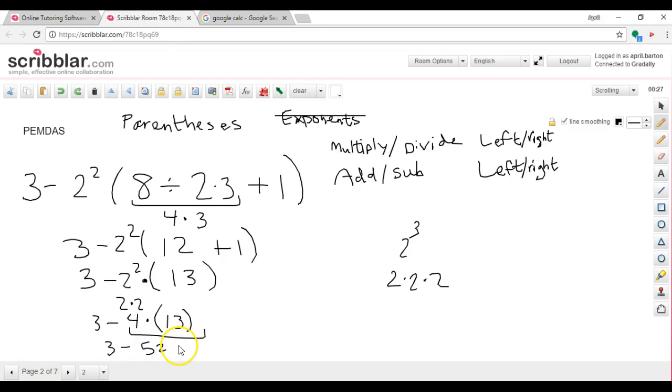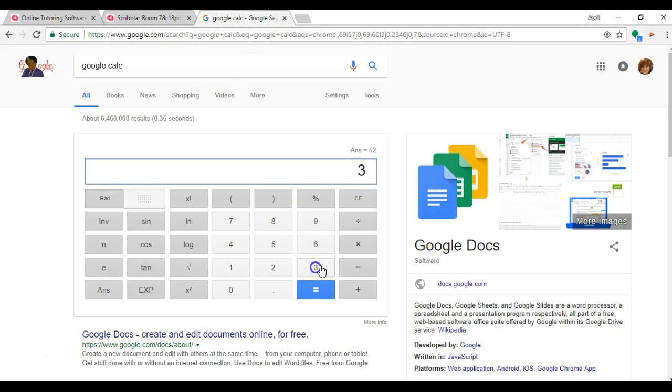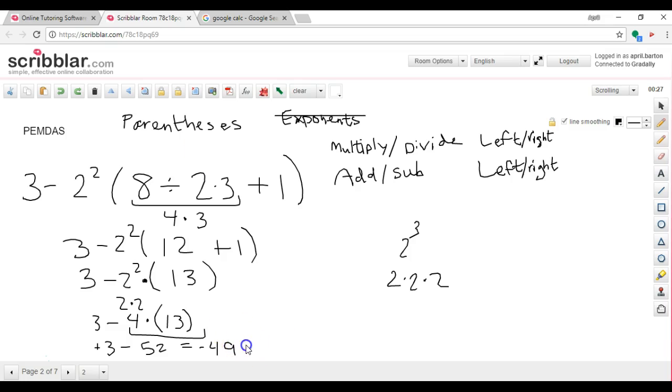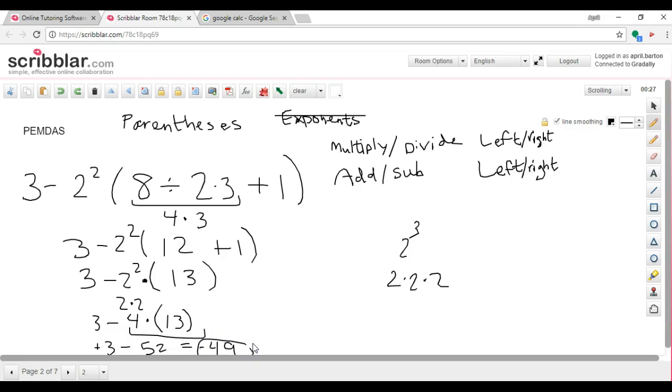So, and then we just do our subtraction. 3 minus 52. It's really a positive and a negative, so when there are two different signs, you subtract the numbers. 52 minus 3 is 49, but we keep the sign of the bigger number that was negative. And again, if you don't want to think about that, plug it into a calculator. Negative 49. Once you get down to one final number, that is your final answer.